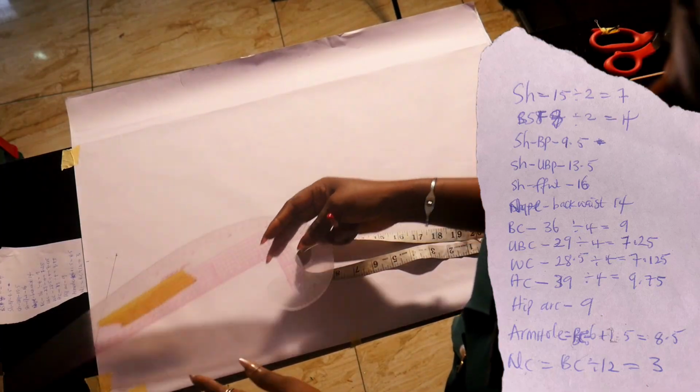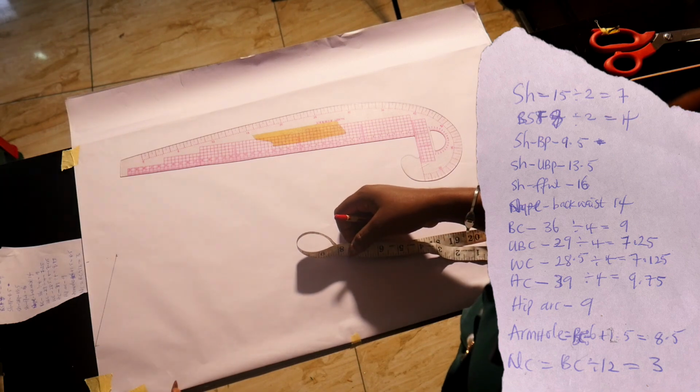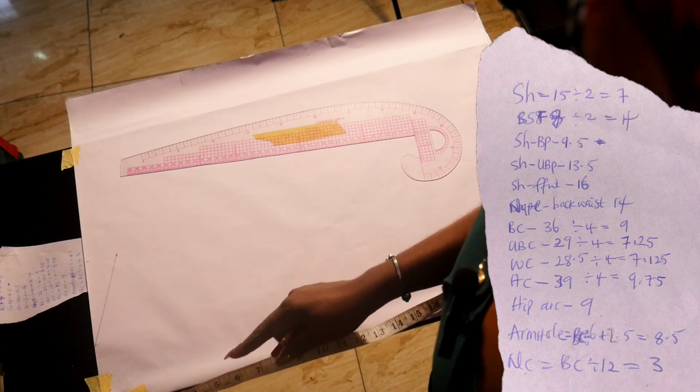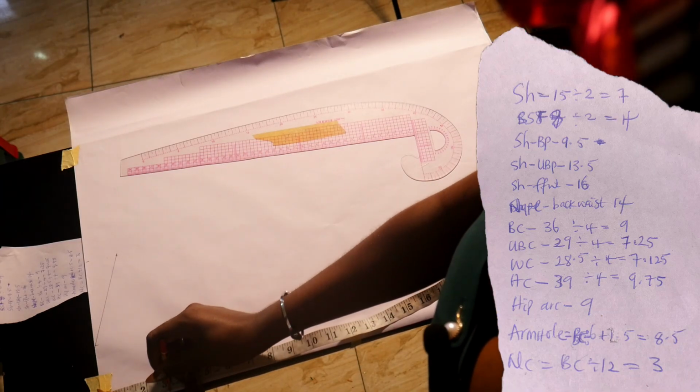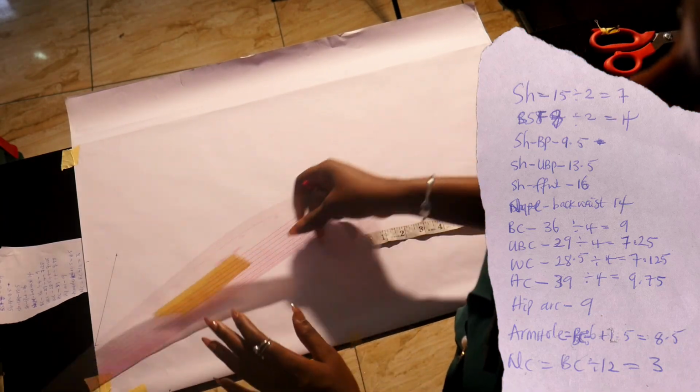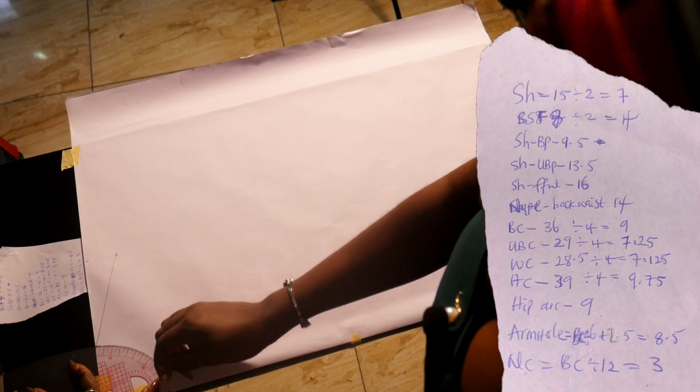Then I'm going to apply the same neck width measurements to get my neck depth. So I take 3 inches downward as well. And then I'm going to use my curve ruler to connect those points together.